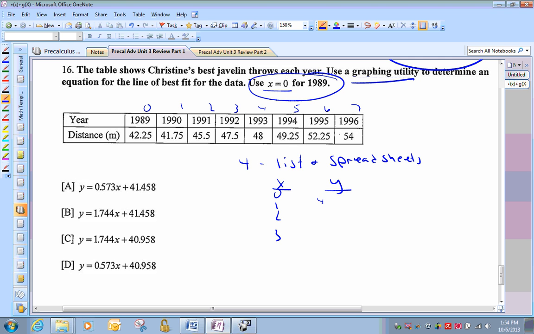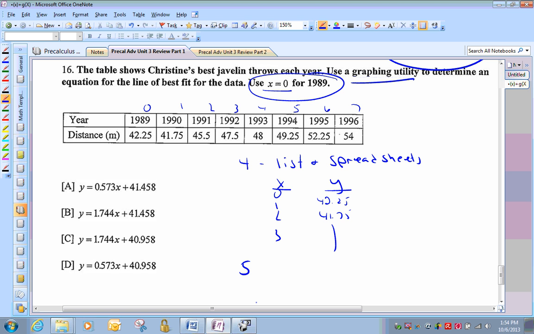And then, of course, you'd put your data: 42.25, 41.75, etc. Okay, once you get your list in there, then you're going to go to data and statistics, number 5, and you're going to go to the bottom of the screen.